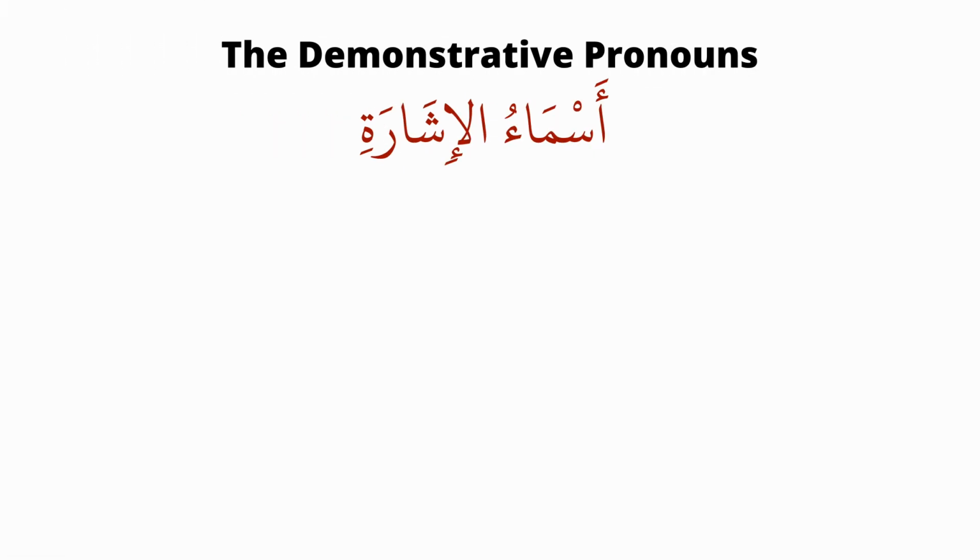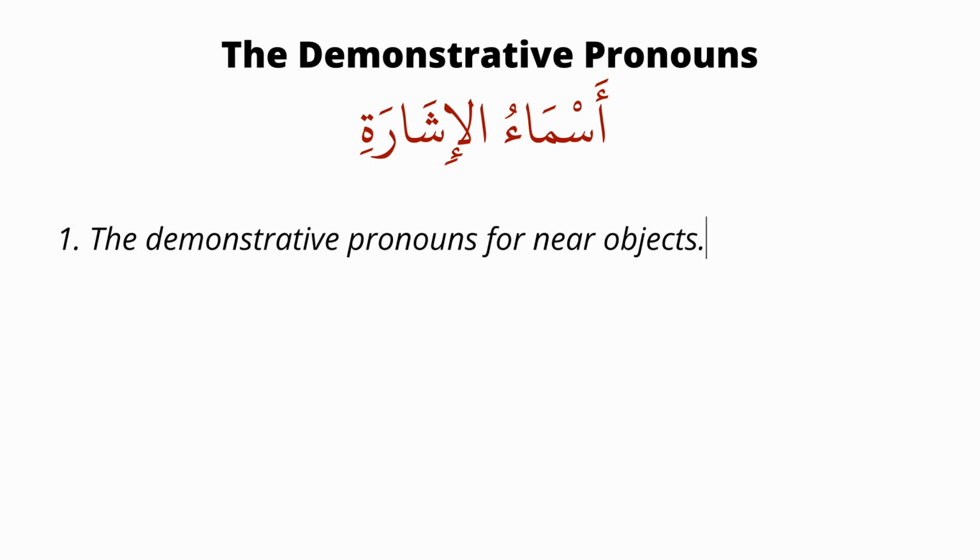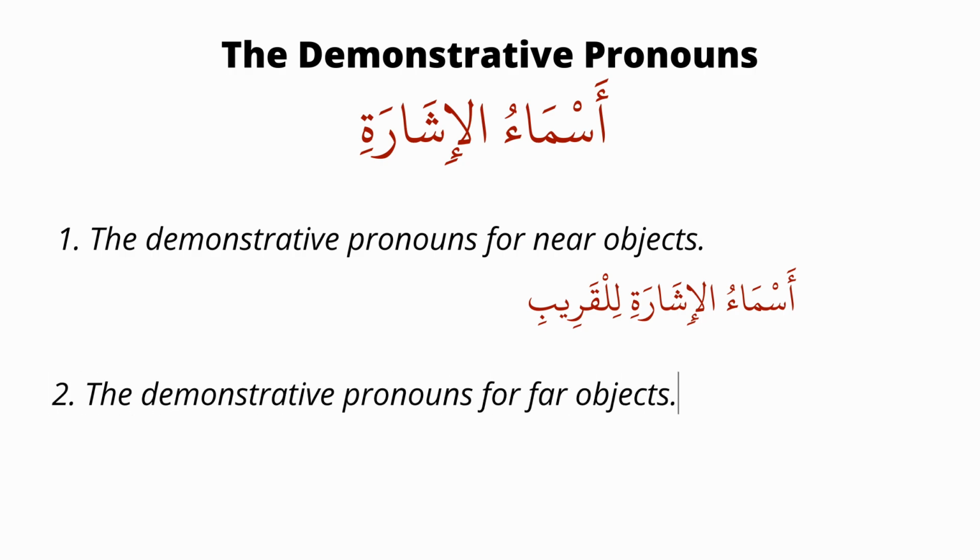Based on the object being near or far, there are two types of the demonstrative pronouns, which are, number 1, the demonstrative pronouns for near objects. In Arabic, أسماء الإشارة للقريب. Number 2, the demonstrative pronouns for far objects. In Arabic, أسماء الإشارة للبعيد. Let's explore the demonstrative pronouns for near objects first. In Arabic, أسماء الإشارة للقريب.